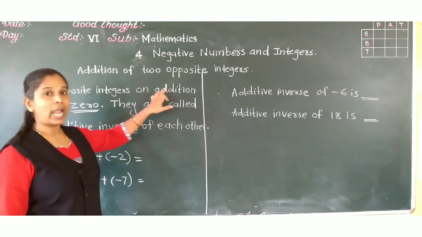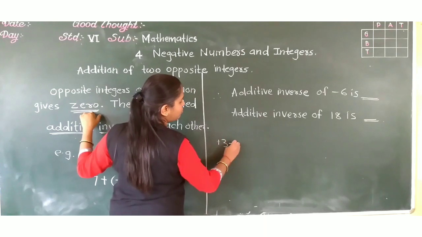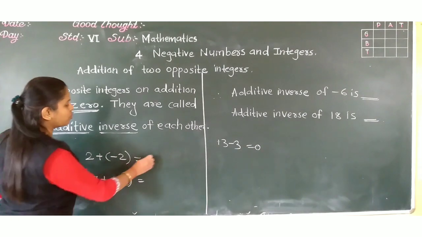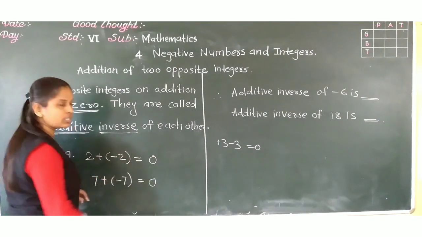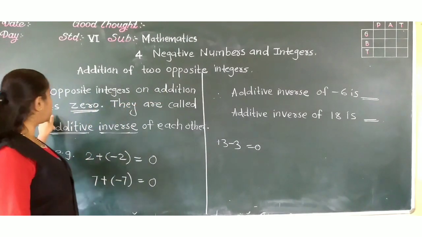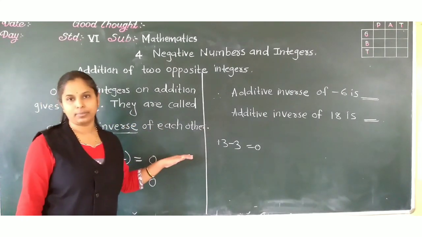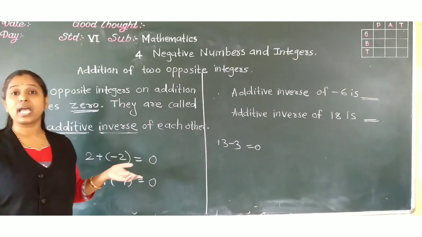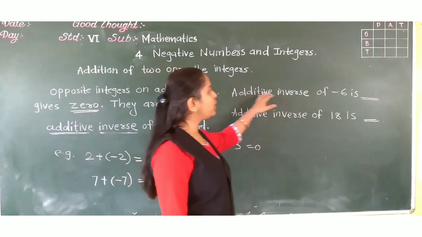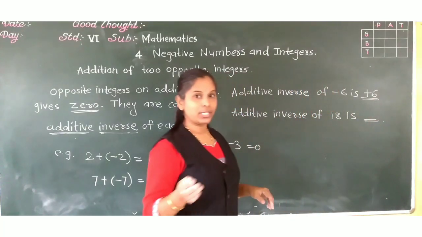Opposite integers on addition give 0. Because see, plus 3 minus 3, 3 minus 3 is 0. See here? Plus 2 minus 2, 0. 7 plus minus 7, 0. That is, opposite integers on addition give the answer 0. They are called the additive inverse of each other. Opposite numbers are called the additive inverse of each other. Okay. For example, say the additive inverse of minus 6. It is plus 6. Opposite.